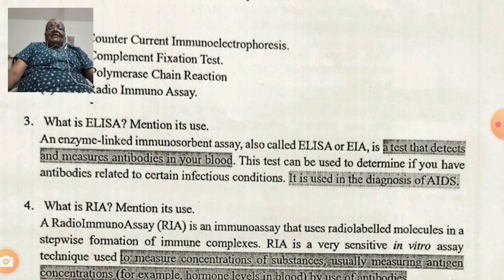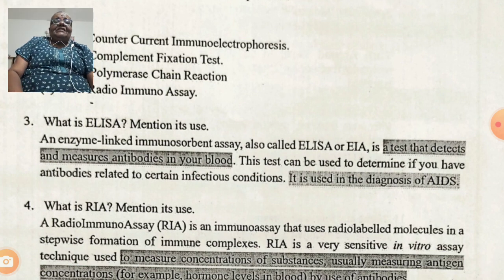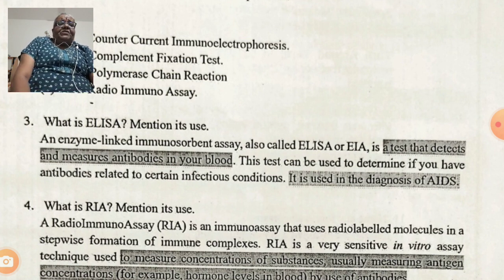the release of antigens in the blood by the pathogenic bacteria is detected by the immune system, and in response to this, the B lymphocytes will synthesize antibodies to nullify or counteract the effect of antigens. So EIA measures antibodies in your blood. This can be used to say if you have antibodies related to certain infectious diseases.